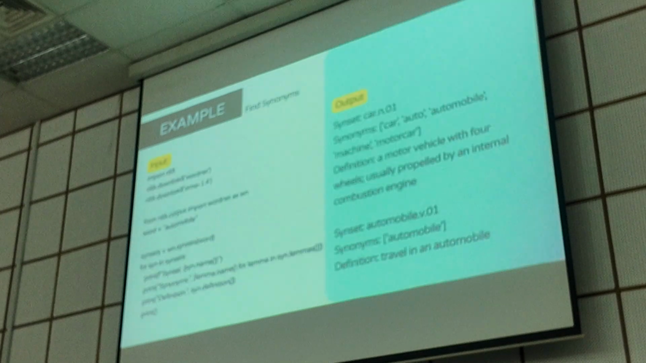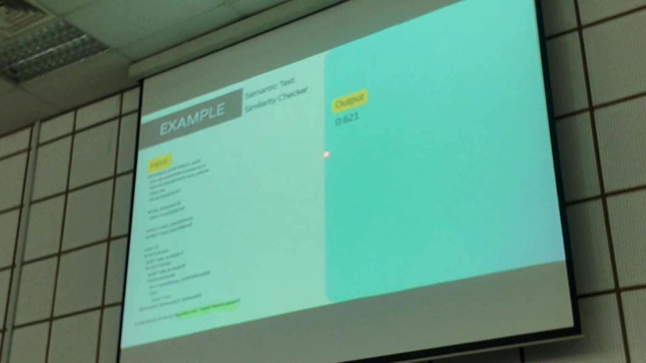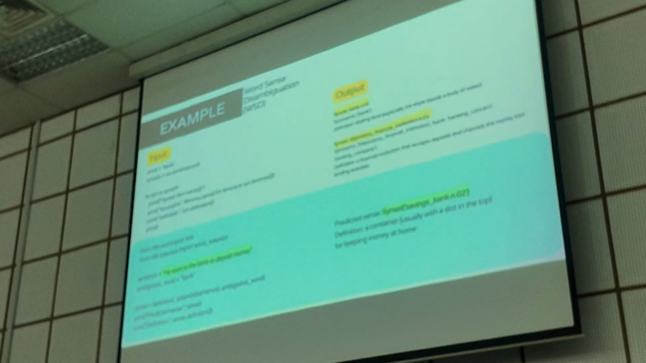There is a formula to calculate this value. This value shows how close the two sentences are. By using a simple approach like this, we can build an application to identify whether two sentences are similar. Another application that we can use is perhaps word sense disambiguation.